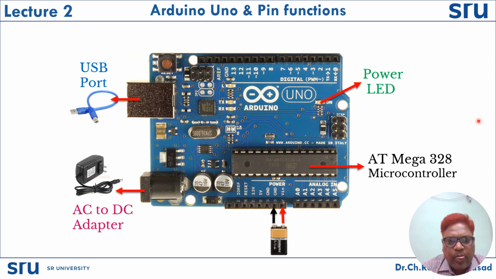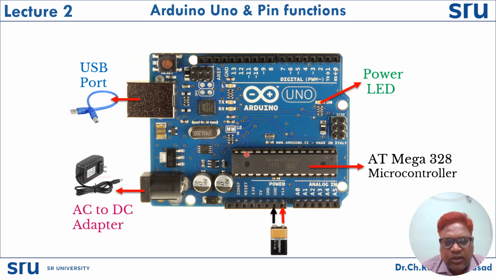Coming to the microcontroller available on the Arduino Uno board, it is the ATmega328P microcontroller. This microcontroller is produced by the Atmel company, and AT stands for Atmel. The mega is the series of that board, and this 32 represents the flash memory size, 32 kilobytes. Here 8 represents the 8-bit microcontroller, and P represents the picoPower controller.